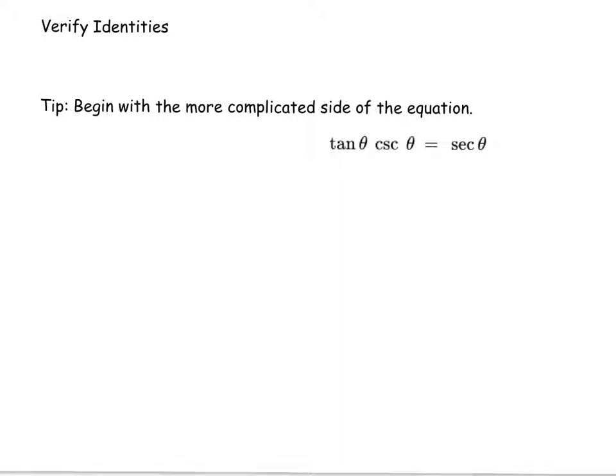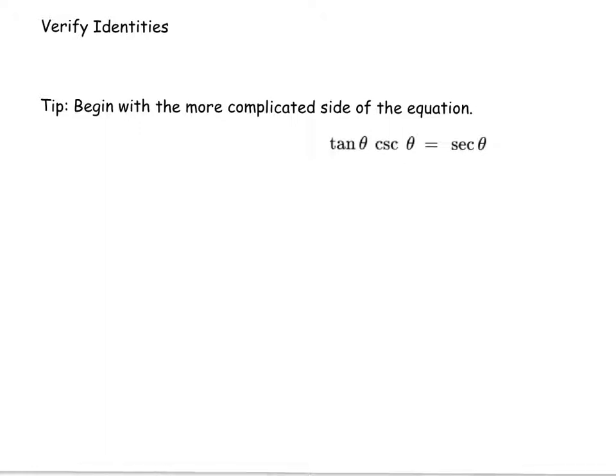One tip, this is not a hard and fast rule, but begin with the more complicated side of the equation. Like tangent theta cosecant theta is more complicated than secant theta. Your goal would be to rewrite this as what you know, get some things to cancel, and you'd end up with the less complicated side. Okay, so that's what we're going to do here.